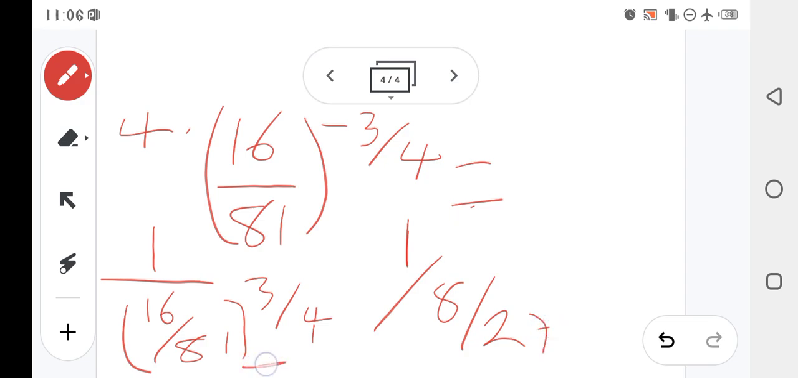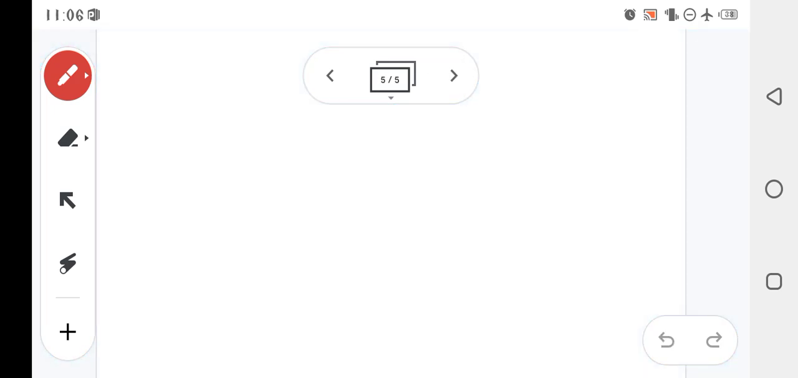Please, you can go back to know how to solve this. So it becomes 1 over 8 over 27.